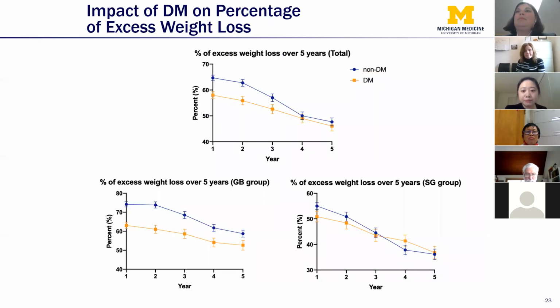Next, please. To better demonstrate the impact of diabetes on the weight loss outcome, we then calculated some weight loss outcomes in the total population as well as in each surgery group. Here, the blue line indicates patients without diabetes and the orange line indicates patients with diabetes before surgery. There is a distinct separation between the two lines, and patients without diabetes lost a much higher percentage of excess weight than patients with diabetes at almost all 5 visits.